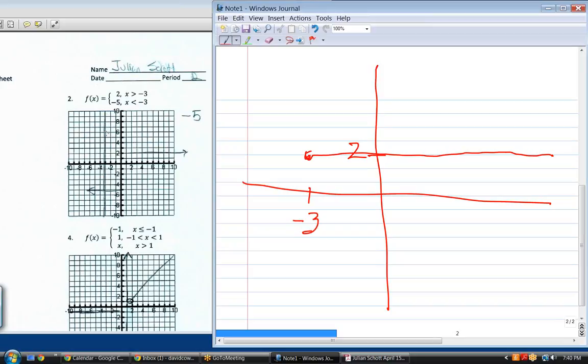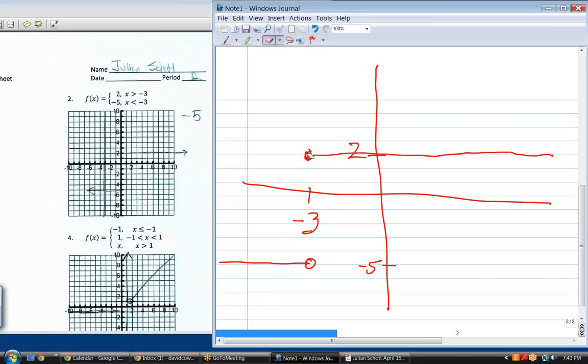Although this is not a vertical line right here. Yeah. Take that vertical line out. And since it's -3 instead of 0, well, the other line starts at -5 and goes to the left.